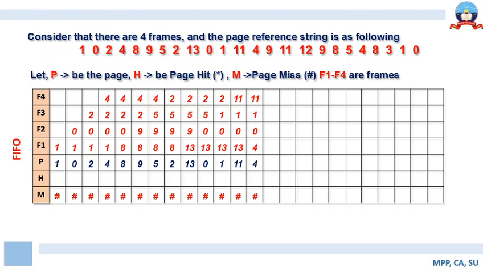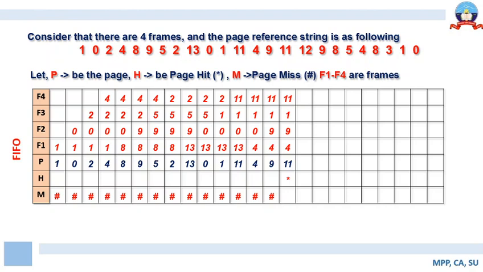Now after that we have a reference for page number 4. Page number 4 is not there in the memory, so it has to replace the oldest page. If you see, the oldest page is page number 13. So page number 13 is being replaced by page number 4. Now likewise you have a page reference for page number 9. Page number 9 is not there in the memory, so again it has to be loaded and it has to replace the oldest page. The oldest page here is page number 0.